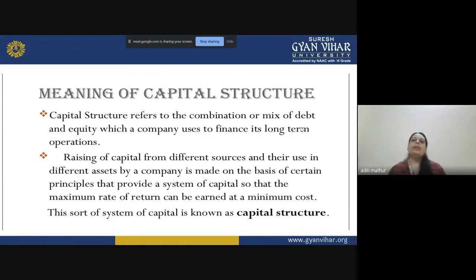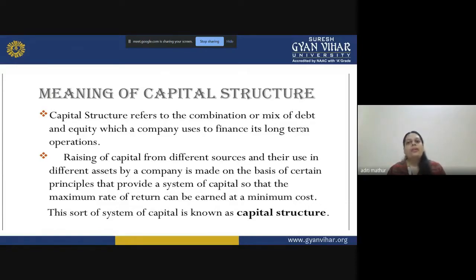So the long-term operations need finance, and for that, the money which you take either from the debt or from the equities, that ratio, that combo, maybe 20 is to 30, 50 is to 50, 60 is to 40, that ratio of equity and debt is known as your capital structure.